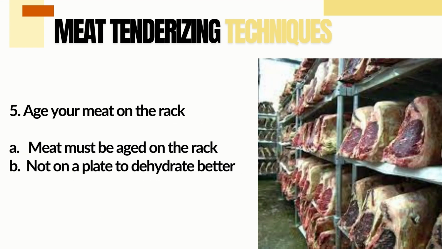5. Age your meat on the rack. A. Meat must be aged on the rack. B. Not on a plate, to dehydrate better.